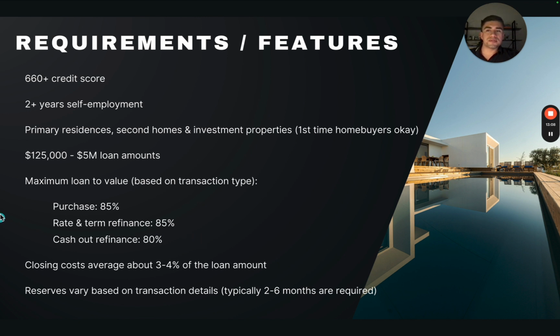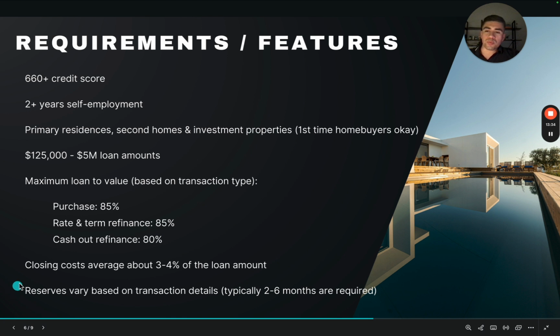Again, this all depends on the transaction type itself and also the occupancy. So these are pretty much all catered towards a primary residence, but if it's an investment property, the LTVs more than likely will be a little bit lower. Again, closing costs average about 3 to 4% of the loan amount with this program, so they're definitely a tad bit higher than what you would find on a conventional loan, so bear that in mind.